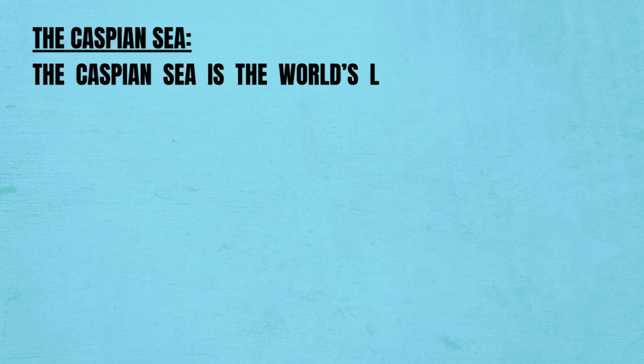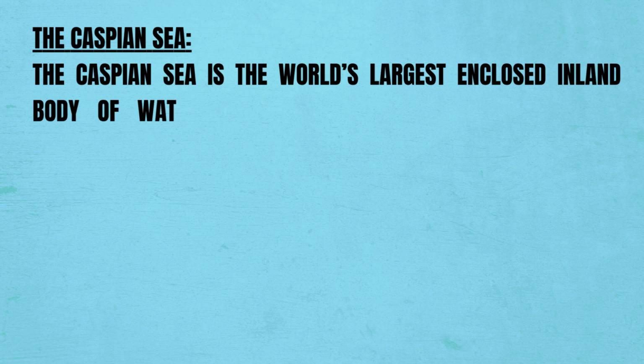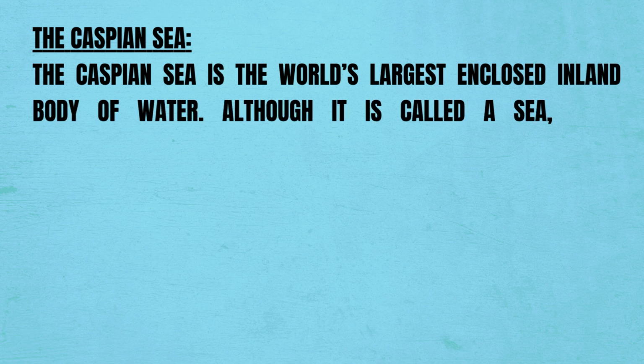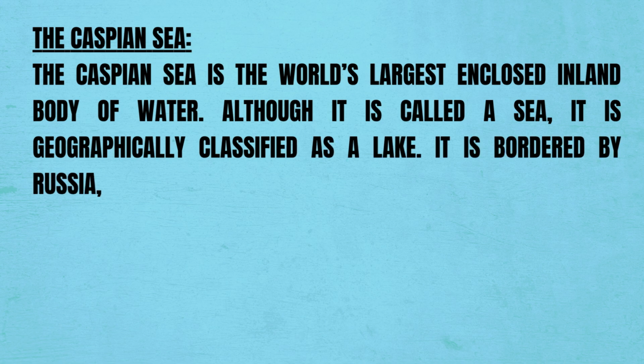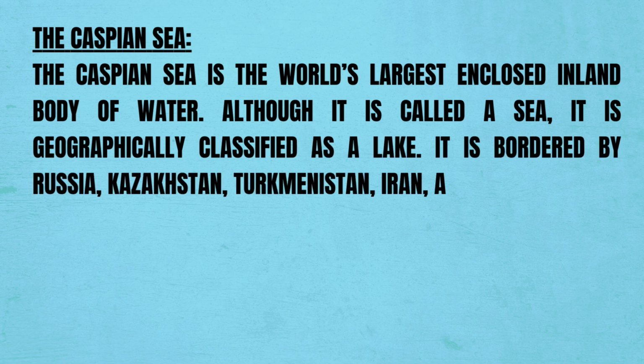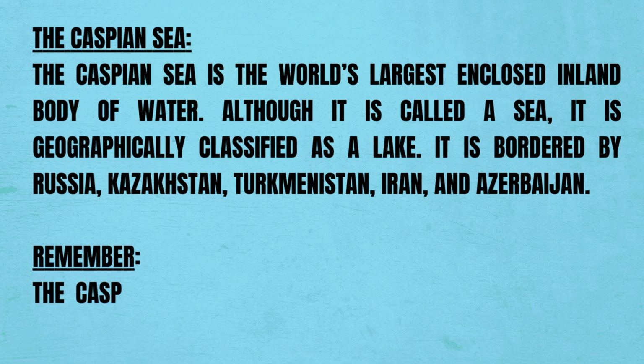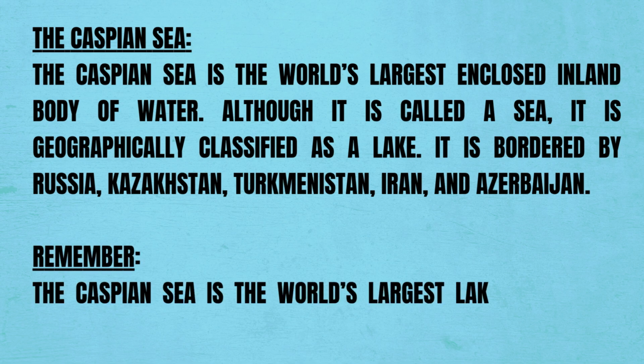The Caspian Sea. The Caspian Sea is the world's largest enclosed inland body of water. Although it is called a sea, it is geographically classified as a lake. It is bordered by Russia, Kazakhstan, Turkmenistan, Iran, and Azerbaijan. Remember, the Caspian Sea is the world's largest lake by surface area.